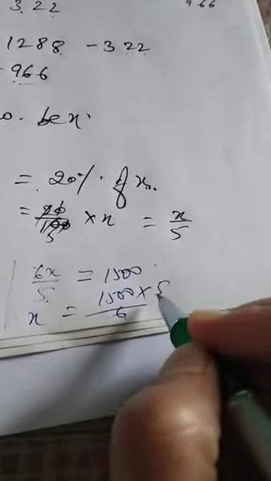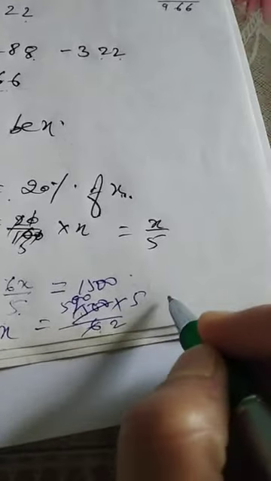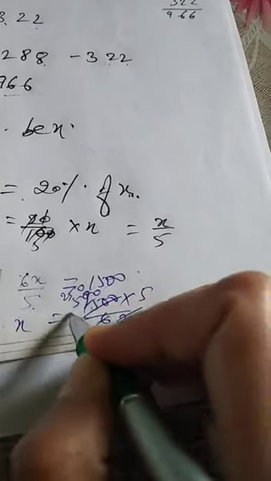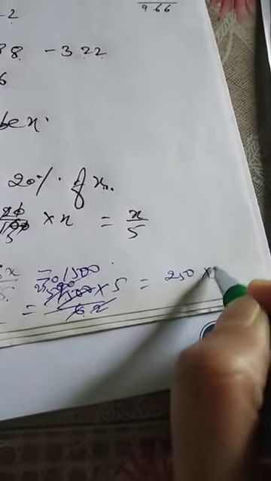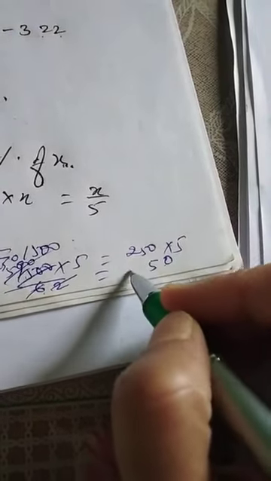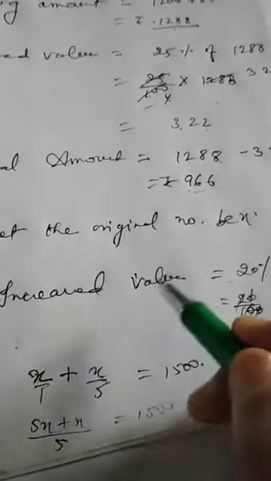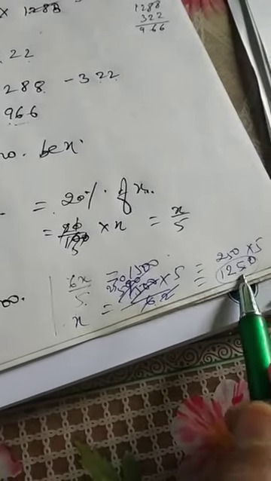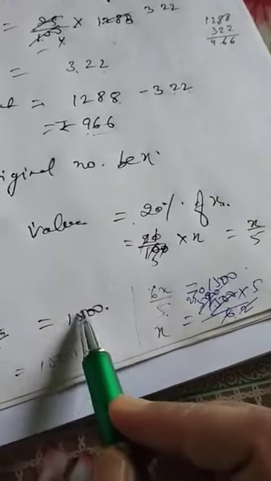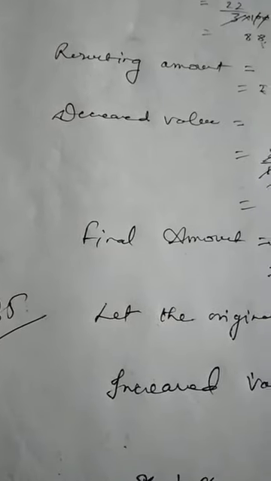Okay, now 3 2s are 6, 3 5s are 15, 0 0. Then 2 25s are 50. We will get here 250 into 5. Multiply it. 5 0s are 0, 5 5s are 25, 5 2s are 10, 11, 12. 1250 is the original number. Okay, because it's increased by 20% and then the value became 1500. Before it was 1250. Now the increased value is this. Got it, students? This is the process you have to do in this manner only.